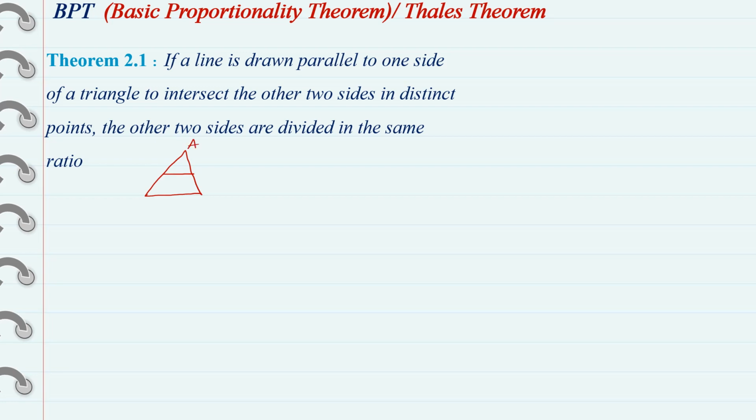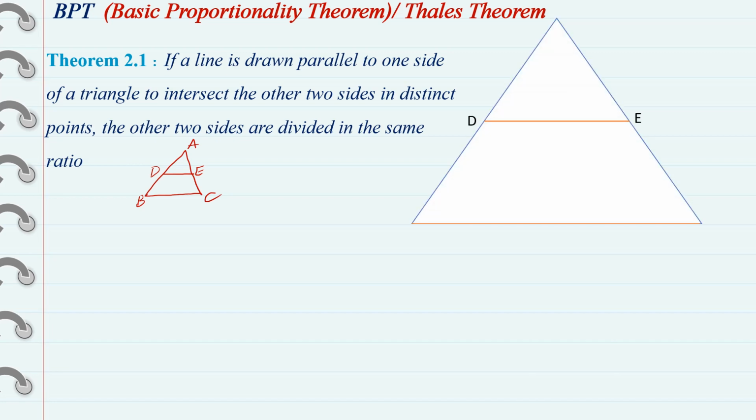Let us consider ABC is a triangle and D and E are the distinct points, okay. So which is other sides? AB and AC are the other sides, are divided in the same ratio. So draw the figure, a line which is parallel to the one side of the triangle, okay. Name the triangle as ABC and two distinct points D and E on the other side of the triangle ABC, okay.